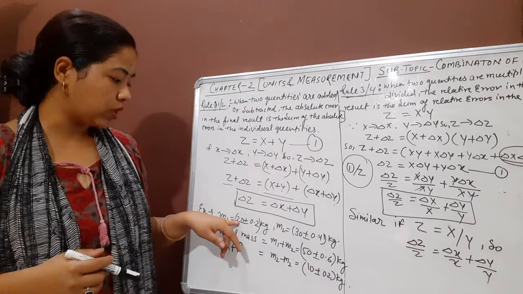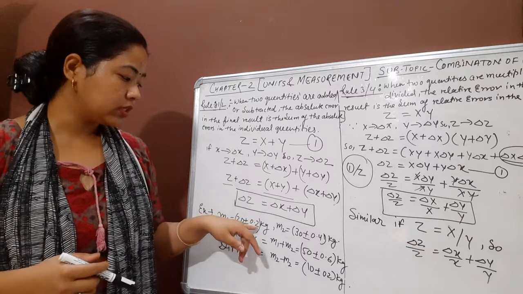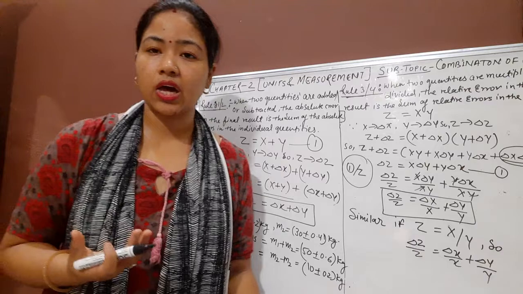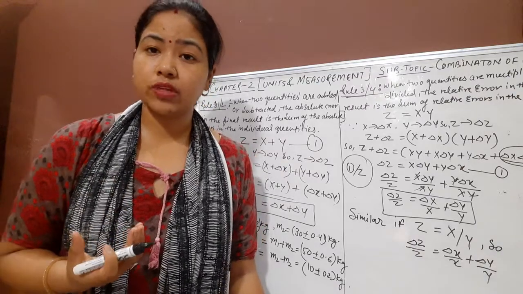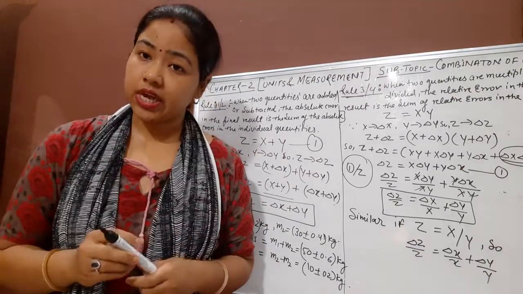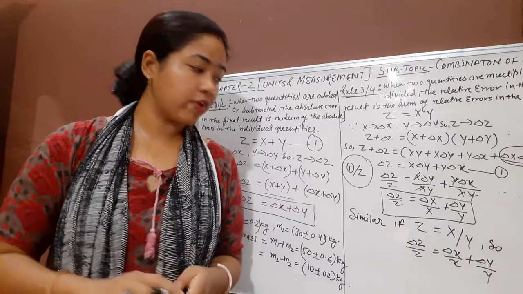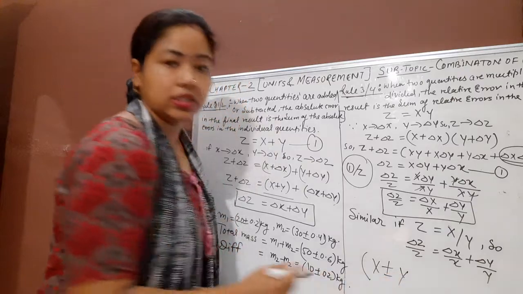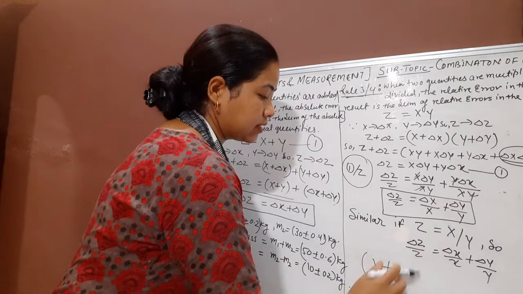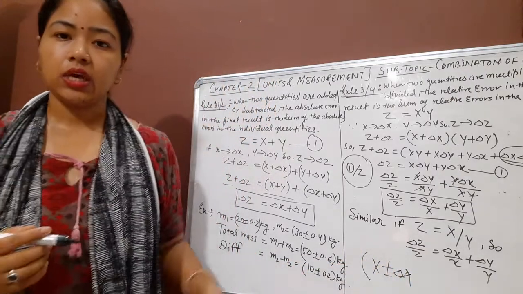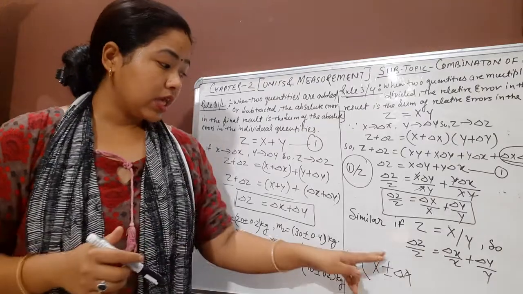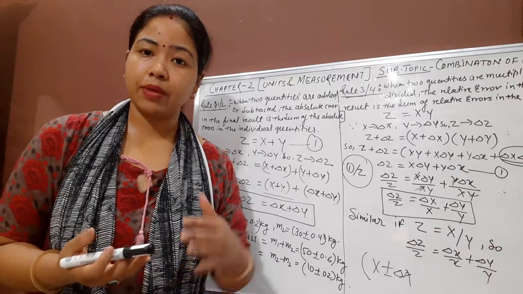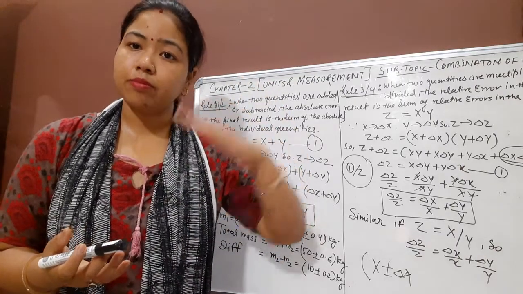Now with the help of an example we can understand. Suppose the mass of a particle is given to you, that is 20 plus minus 0.2 kg. So why are we writing plus minus here? Whenever we represent any physical quantity with its error value, we always have to write it like x plus minus delta x.